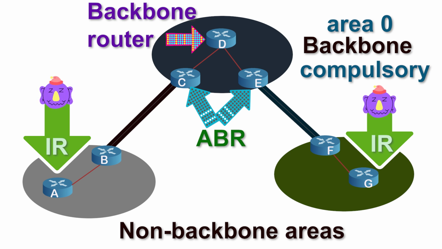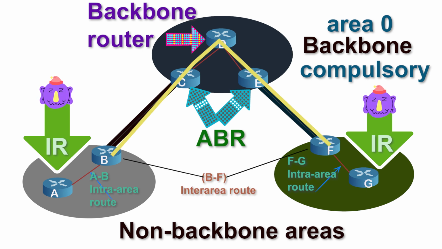It has the fewest responsibilities in the OSPF network. It maintains only area-specific routing information. An intra-area route is a route to a subnet inside the same area. An inter-area route is a route to a subnet outside the area.